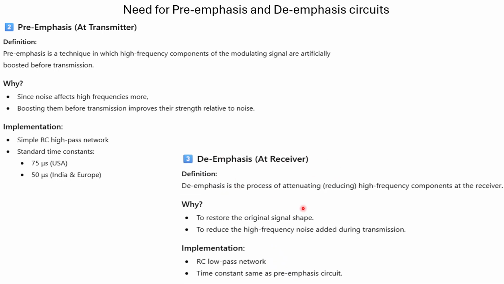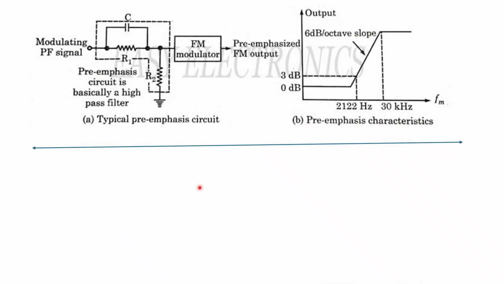De-emphasis is the process of attenuating high frequency components at the receiver. And why use it? To restore the original signal shape. Again we'll use RC circuits, right? So let's see now. This is the typical pre-emphasis circuit.